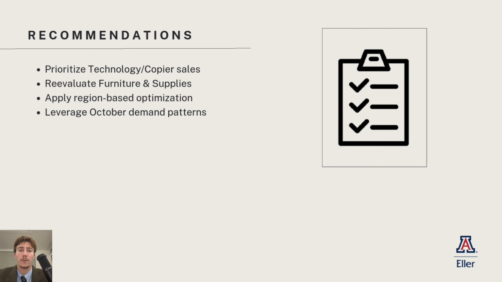Based on those results, we want to make actionable recommendations. Our recommendations are to prioritize technology, especially copier sales, because they scale profit the best. Second, we recommend that Amazon reevaluate furniture and supplies, since they underperform. This could mean pricing, shipping, or discount strategy issues exist. Third, we recommend applying region-based optimization, since the South performs better. And finally, we recommend leveraging the month of October. Leverage these demand patterns by planning inventory and marketing earlier to capture that peak margin period.